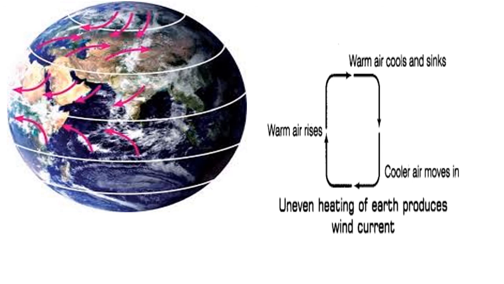You can see in this picture exactly what happens. Warm air rises. This warm air cools and sinks, and the cooler air moves in. So this uneven heating of the earth results in the production of wind currents. You can see the picture of this earth clearly. The warm air rises up, and the colder air takes its place. Right? It happens in almost all the regions.